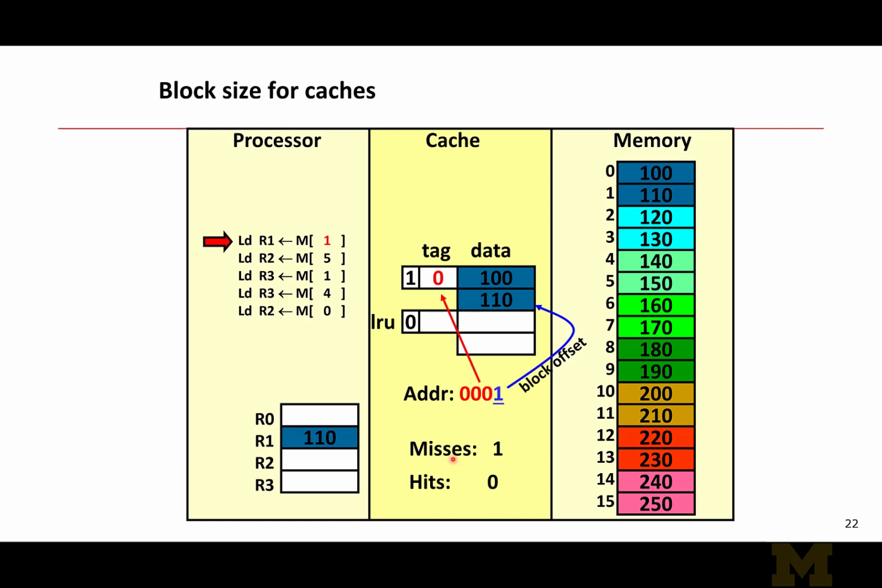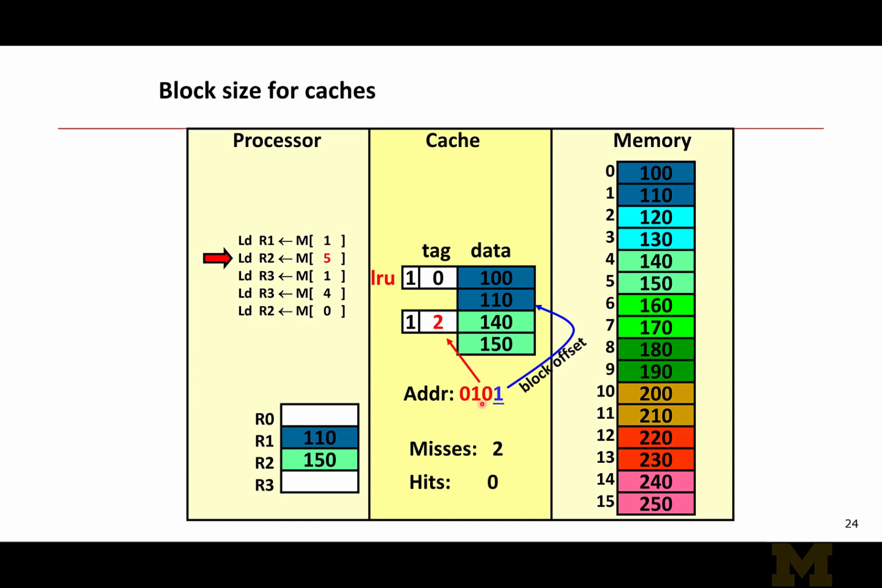So I'm also going to keep track of the misses and hits. So far I just accessed 1 cache block, and that is a miss. Now I access a different address 5. If I do the same process, I will break that address 101 into 2 parts.